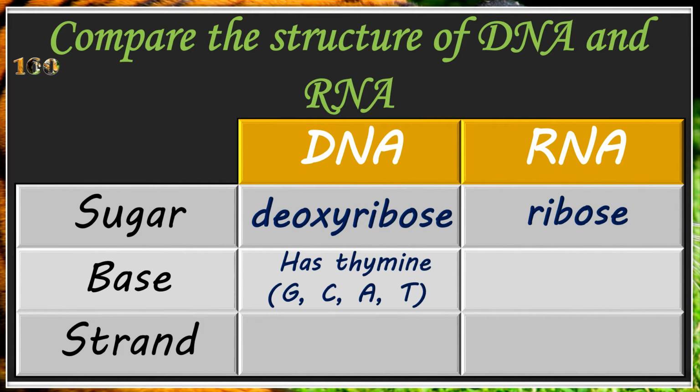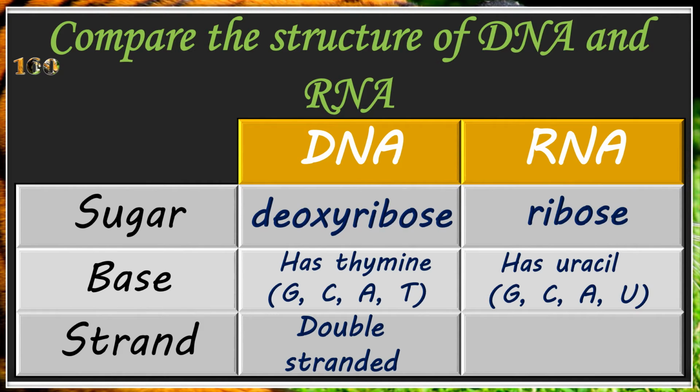Bases. DNA has thymine, guanine, cytosine, and adenine. RNA has uracil, guanine, cytosine, and adenine. The strands. DNA is double-stranded. RNA is usually single-stranded.